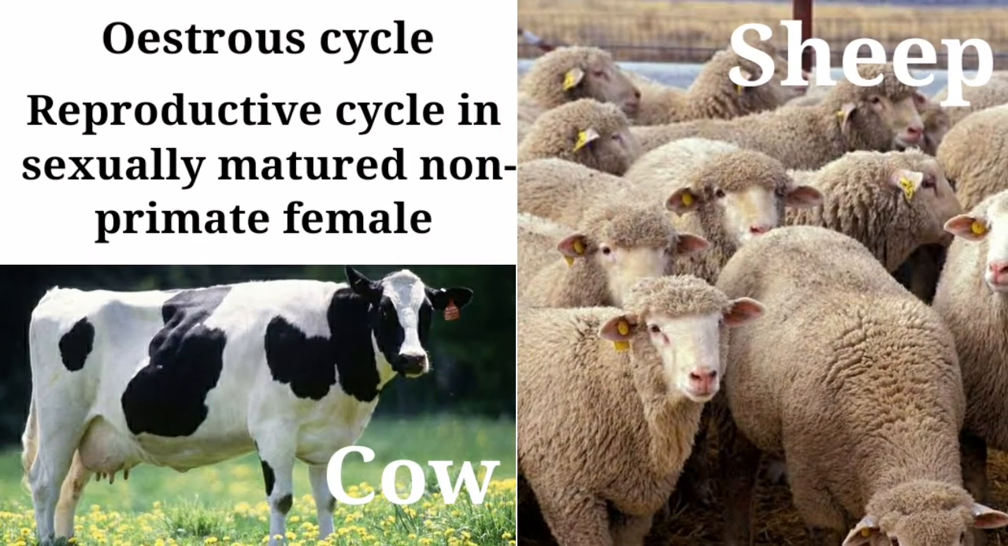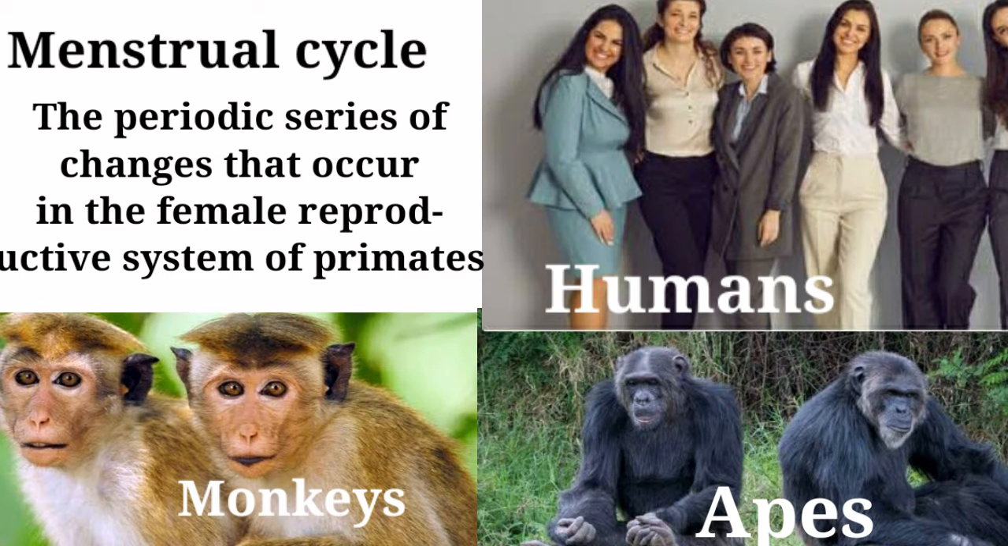Oestrous cycle is a sexual or reproductive cycle in sexually matured non-primate females. Examples: cow, sheep, etc. And menstrual cycle is the periodic series of changes that occur in the female reproductive system of primates. Examples: monkeys, apes and human. We see this type of menstrual cycle. Clear children, menstrual cycle is the periodic series of changes that occur in the female reproductive system of primates.